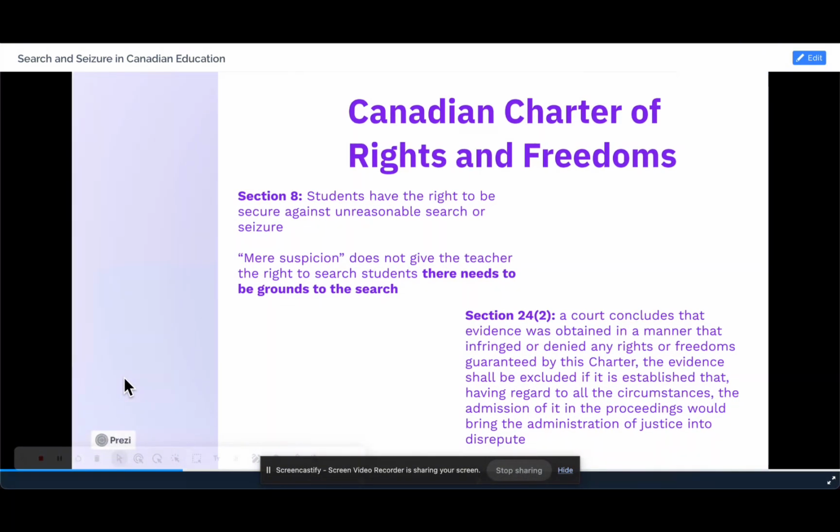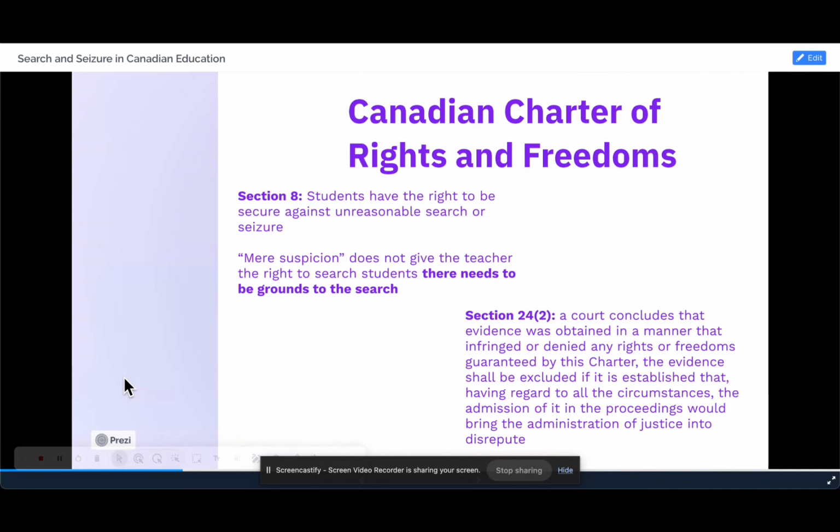So the Canadian Charter of Rights and Freedoms, both Section 8 and 24(2), have relevance to search and seizure, where Section 8 states that students have the right to be secure against unreasonable search or seizure, and that mere suspicion does not give teachers the right to search the students. There needs to be grounds for their search.